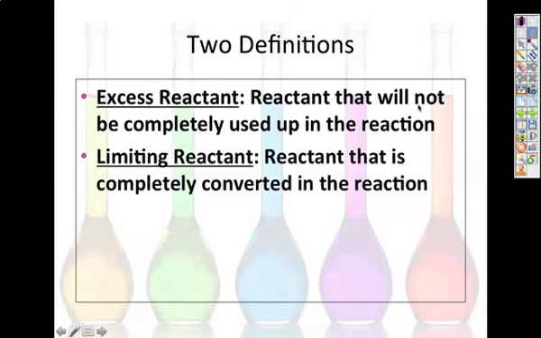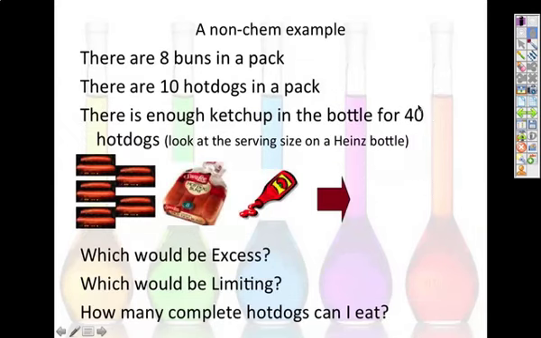Okay, so here's our non-chemistry example. We can buy a pack of hot dog buns that have 8 hot dog buns in them. And we can buy a pack of hot dogs that have 10 hot dogs in them. And there's enough ketchup in the bottle for 40 hot dogs. What's going to be in excess? So what's not going to be used up in making hot dogs, which are going to require 1 hot dog, 1 bun, and 1 serving of ketchup?